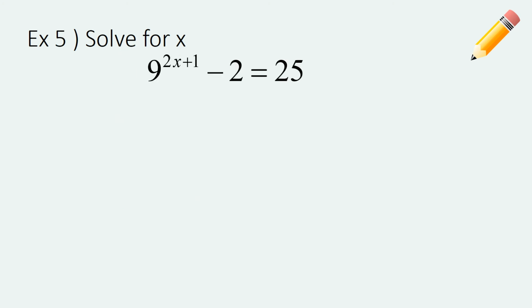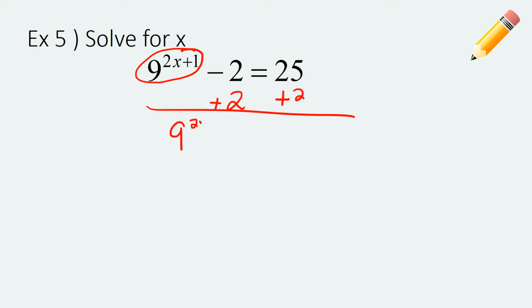Example number 5. Okay, now this one looks a little different. We have 9 to the 2x plus 1, all minus 2 is equal to 25. So I need to isolate this guy completely on its own. So I'm going to add 2 to both sides. So now I have 9 to the 2x plus 1 is equal to 25 plus 2 is 27. So I have to rewrite 9 and 27 as the same base. Well, they both have a common base of 3, where 9 can be rewritten as 3 squared, which is going to get multiplied by that 2x plus 1. And 27, just like the last one, can be rewritten as 3 cubed.